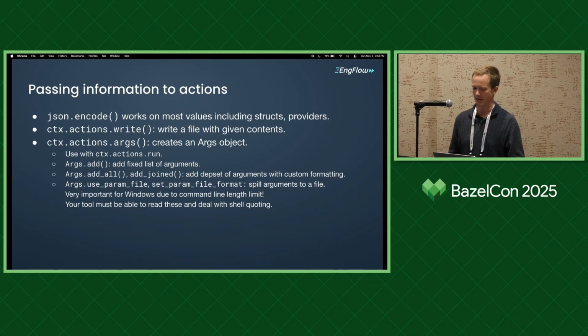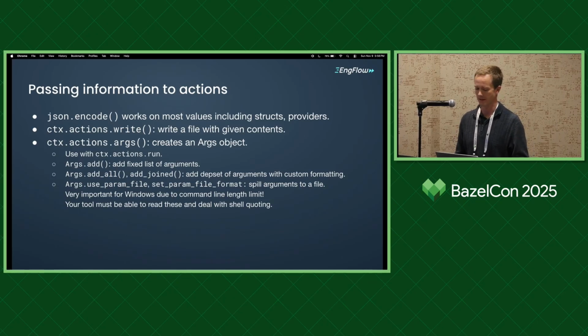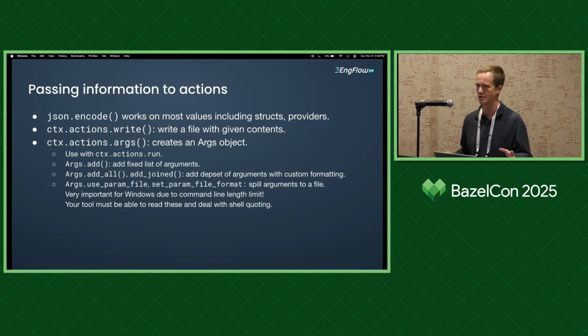Passing information to action. So you need to write all this on the command line. Starlark has JSON.encode, and there's also JSON.decode, you can imagine. So if you want to shove a bunch of structured stuff into JSON and then decode it in your action, that works. If you want to write a file, just like as an action, you can do context actions write. I talked about args pretty thoroughly, so I won't talk more about that.